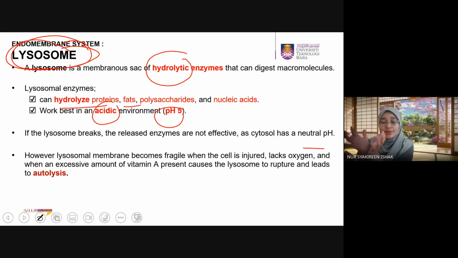If one or a few lysosomes break, it is not a problem, but if an enormous amount of lysosomes break, it can cause the whole cell to undergo autolysis. However, the lysosomal membrane becomes fragile when the cell is injured, lacks oxygen, or when an extensive amount of vitamin A is present, causing lysosomes to rupture and release a lot of lysosomal enzymes, which causes autolysis.